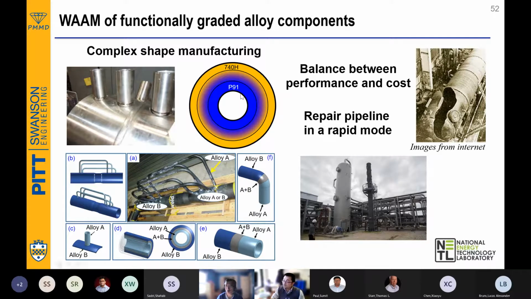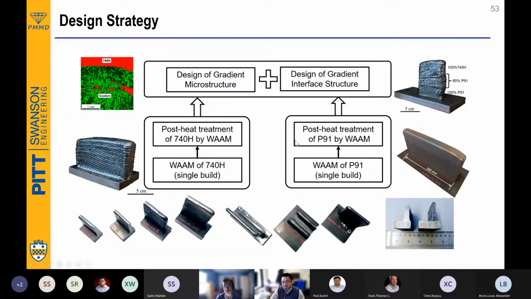So therefore, the interface becomes a challenge. You have to understand how to design the interface, right? If it's successful, maybe in the future you can have P91 inside, lowering the cost for the 740H component. So you can do different geometry and connection. It's similar to welding, but you have a lot of freedom with this 3D printing technique. So it's a several-year project we run.